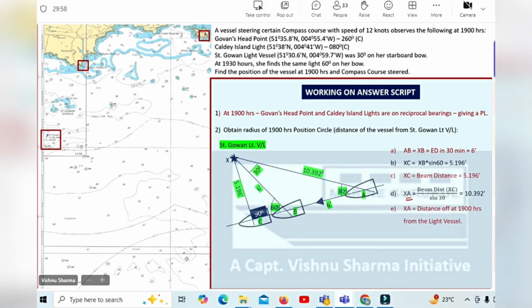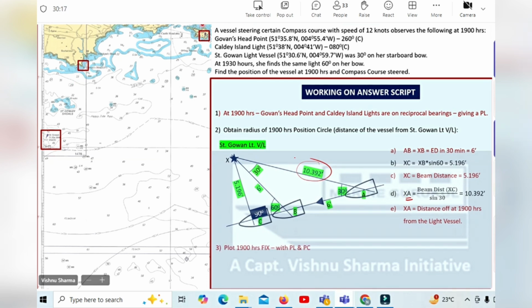Why? Because if my distance is 10.4 miles, then with Saint Gowan as the center and 10.4 miles in radius, I can draw a position circle. Yes or no? Because this is the range I have got. Am I right, guys? Now I go to the plotting sheet.